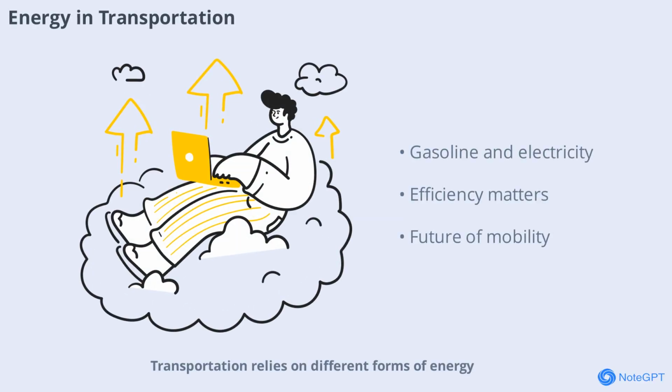Transportation relies on different forms of energy, from gasoline in cars to electricity in trains. Improving energy efficiency in transportation reduces fuel consumption and pollution. Innovations like electric vehicles and public transport systems are shaping the future of mobility.